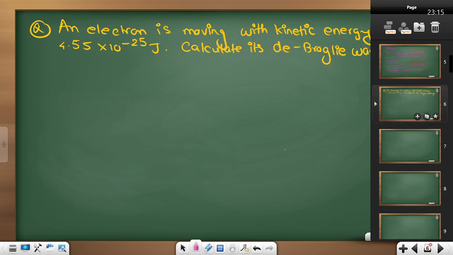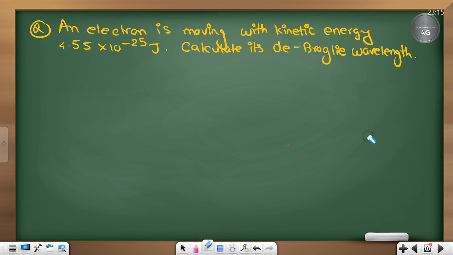So let's do this numerical. What is the question? I will not be solving the calculation, that you all can do also. I will just give the hint of how to solve the question. An electron is moving with a kinetic energy. See, kinetic energy is given in the question, 4.45 into 10 to the power minus 25 joule.